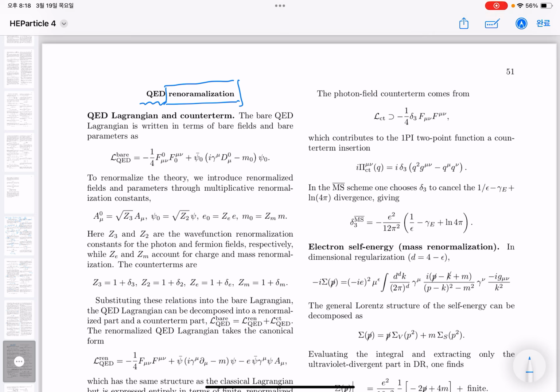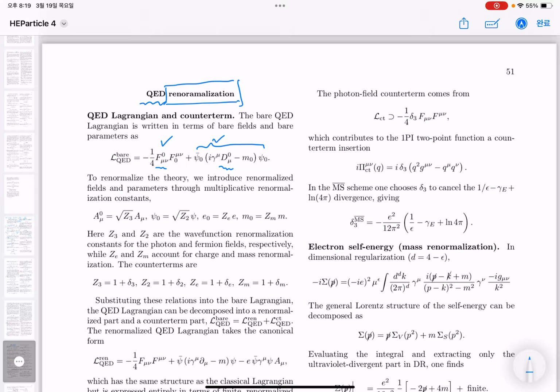So the QED Lagrangian can be written by the following terms. The first one corresponds to the kinetic term of the gauge boson, which is written by the field strength F mu nu. And the second term corresponds to the Dirac Lagrangian. The psi represents the spin-1/2 field. And the D mu, the covariant derivative, contains the gauge interaction term between the gauge field and the spinor field.